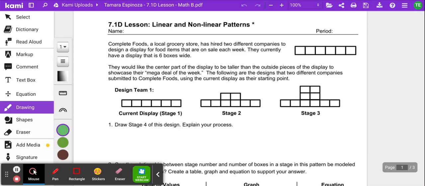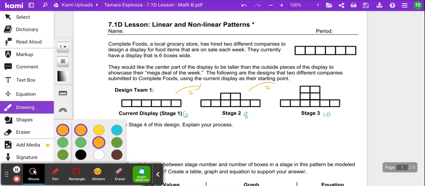Okay, so I look at the first one and I see that there's 6 boxes. And then I look at the next one, 1, 2, 3, 4, 5, 6, 7, 8 boxes. And then I look at the next one and there is 10 boxes. So if it is linear, I know that every time between the stages, it's adding the same amount. So here, I see that this is adding 2 and adding 2 and adding 2.